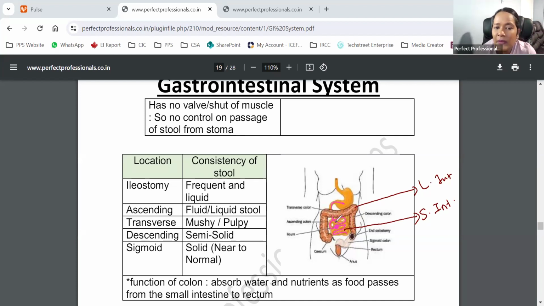If it is an ileostomy, it will be frequent and liquid; frequent and liquid stool will be there. Then it goes to the ascending colon. If the stoma is on the ascending colon, again it will be fluid and liquid stool.